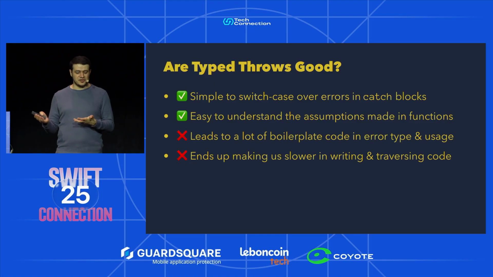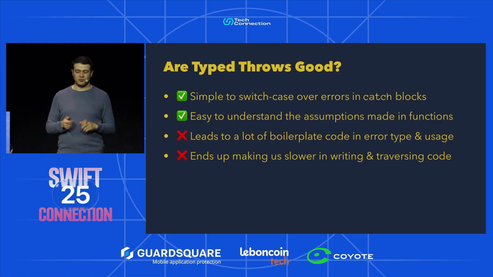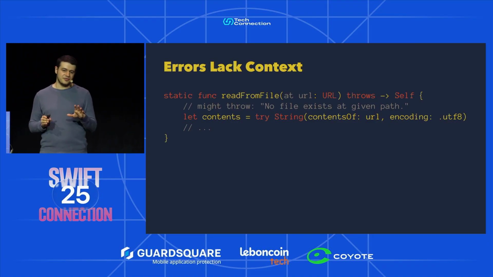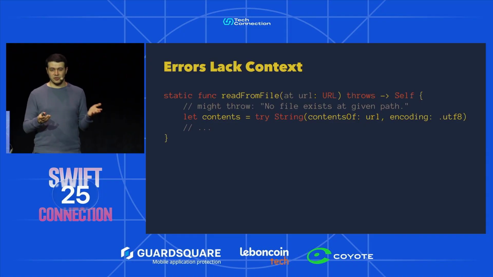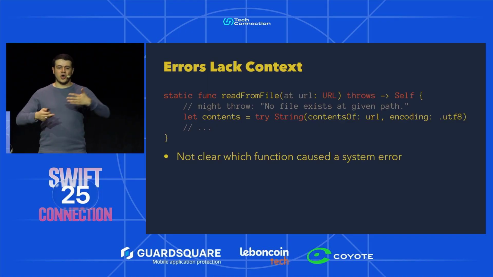And because of this, you're really making yourself slower and traversing a lot of code. And this is really not fun. There's actually one more upside that we could have, and that's because in Swift, by default, the errors we throw and the messages we get are not really contextful. If you look at this error message that could be thrown, like "no file exists at given path," you'll notice that it doesn't have any context of the read from file or anything else. So we don't know what caused this system error.